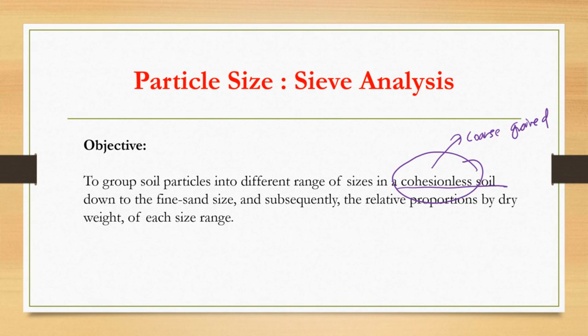We want to determine quantitatively the particle size distribution in cohesionless soil down to a fine sand size. Testing will be conducted based on the British Standard procedures, BS 1377, Part 2, 1990. The objective of the test is to group soil particles into different ranges of sizes and subsequently the relative proportions by dry weight of each size, which means that the sample must be dry prior to testing, because we want to quantitatively obtain the percentage of each size in dry weight proportions.